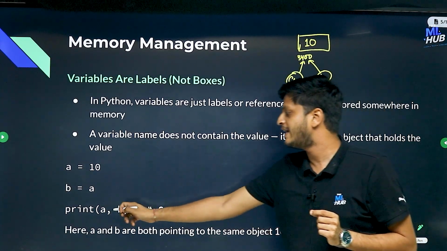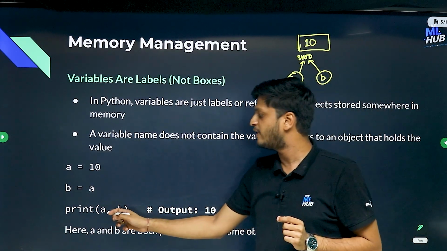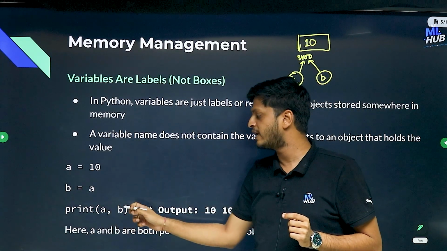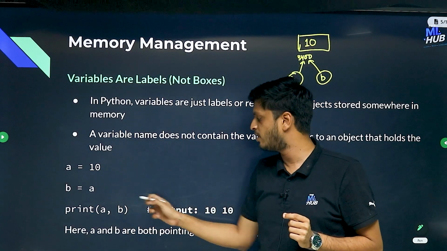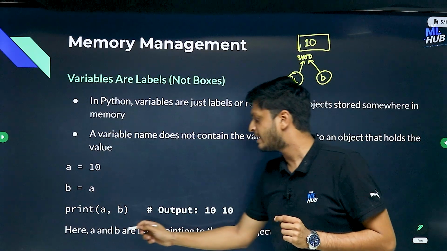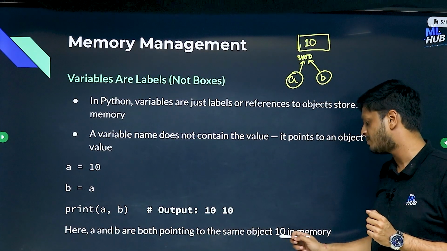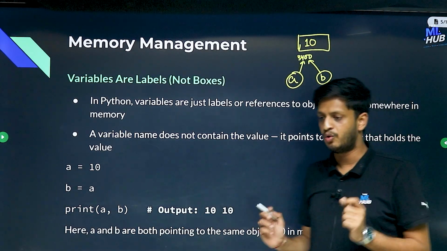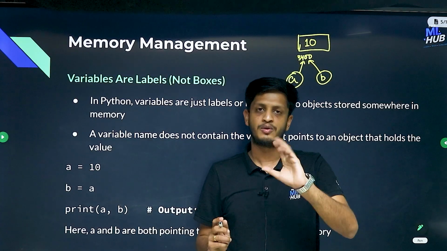So when you print a and b both, the same value will be printed, because a is pointing to 10 and b is also pointing to the same location. 10 10 will be printed. Here a and b both are pointing to the same object, 10, in the memory. You don't have 10 present two times, 10 is present only once.